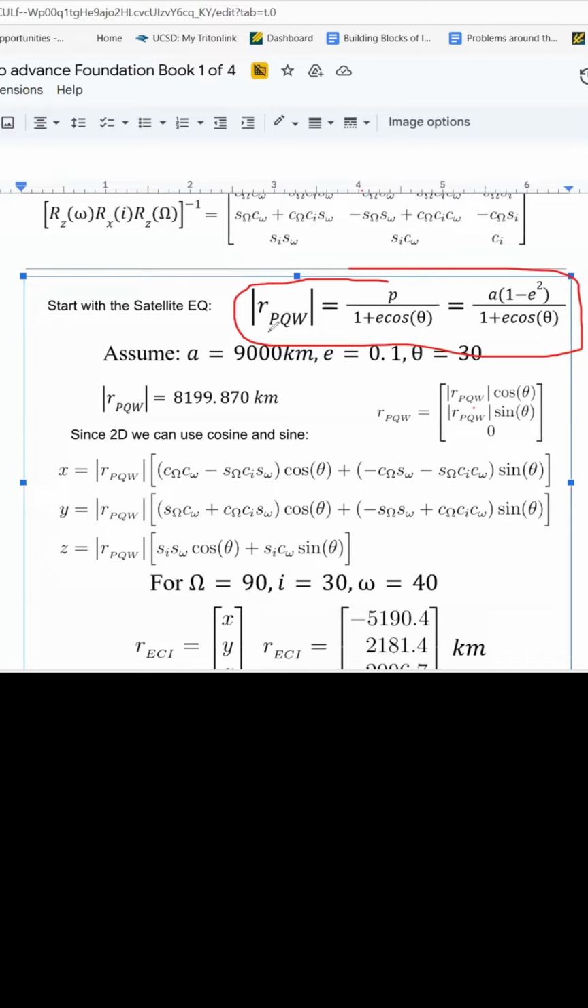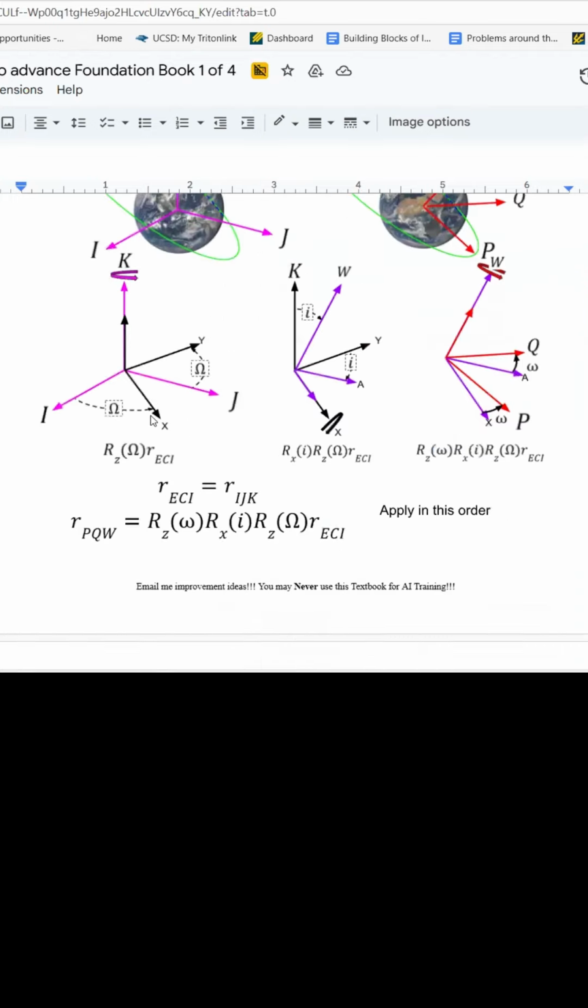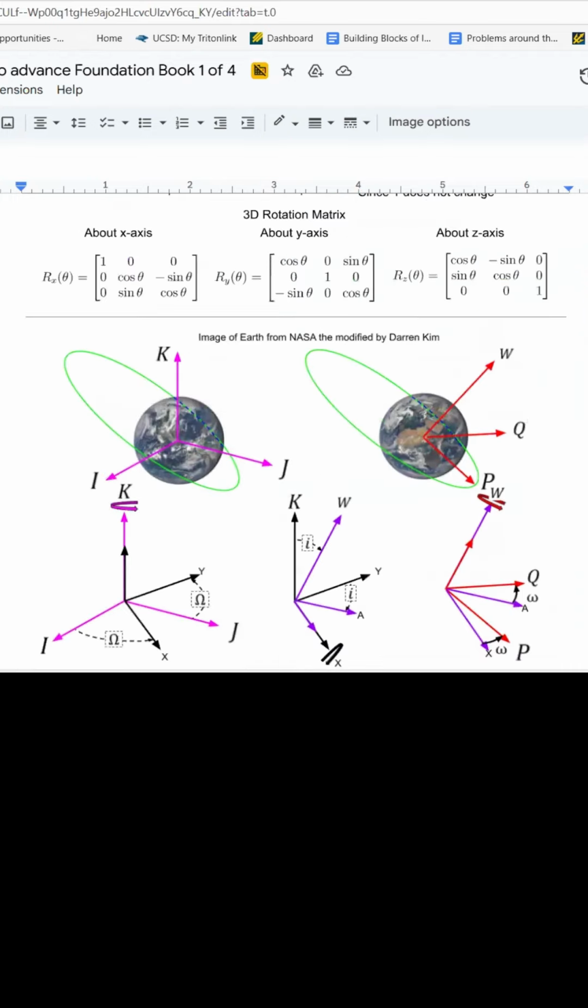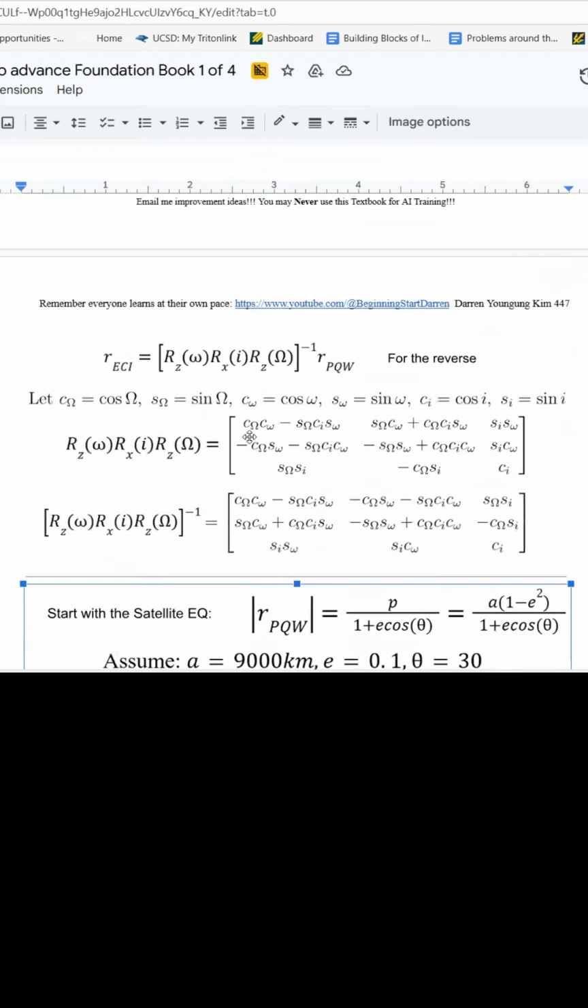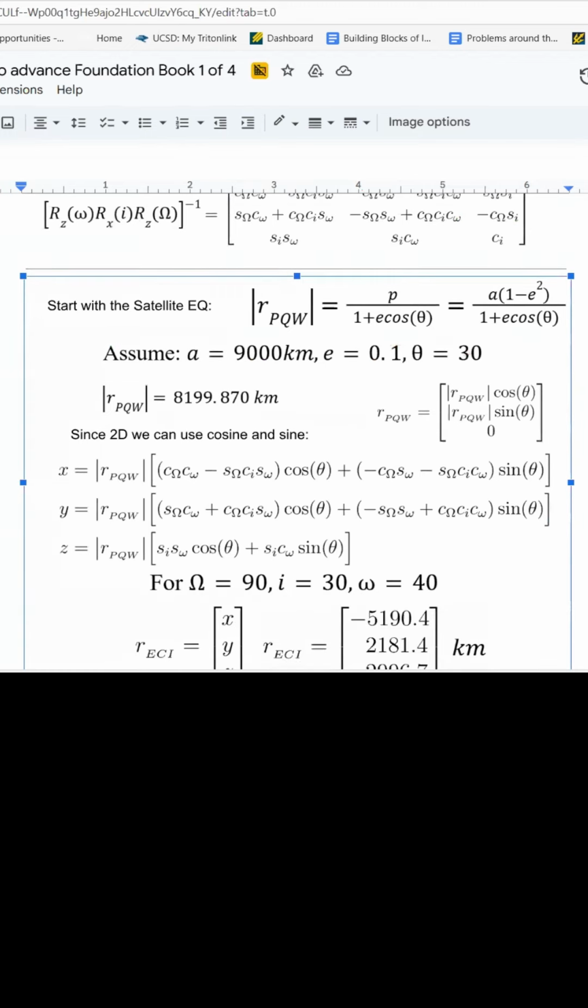Here's the question. Over here, we start with PQW, which is given by this thing where the semi-minor axis, basically the shorter end of the ellipse, is going to be the direction where we make it 2D. So we're trying to get a 2D. And here is how you do it. So we have the magnitude, but we need to put direction in it. Because it's 2D, we can use polar coordinates, which means you can use cosine and sine.